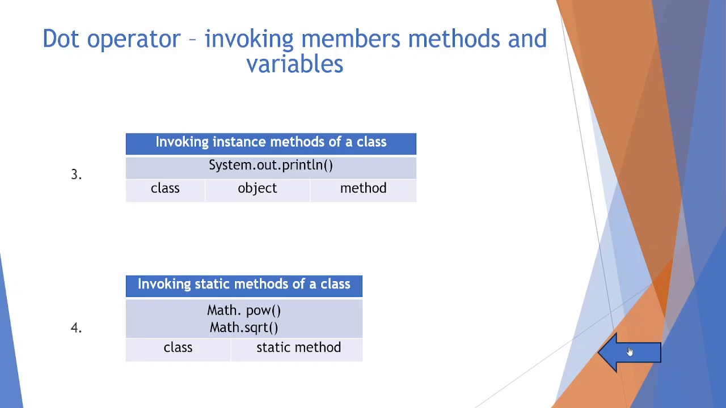Similarly, invoking static methods of a class can be done with the help of the dot operator. For example, the Math class. The Math class has so many static methods. In the next video, I'll teach you how to call these methods. The static methods are available to the class itself, not to the object. So, directly we say Math.something, meaning we're calling or invoking static methods.